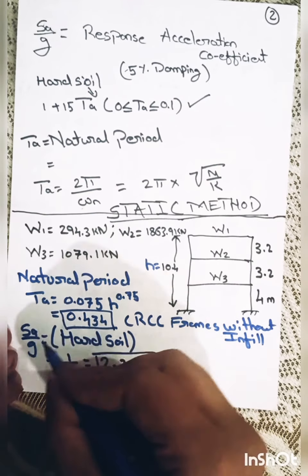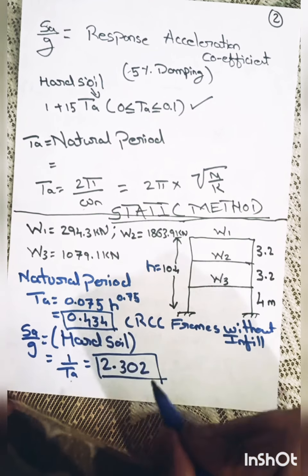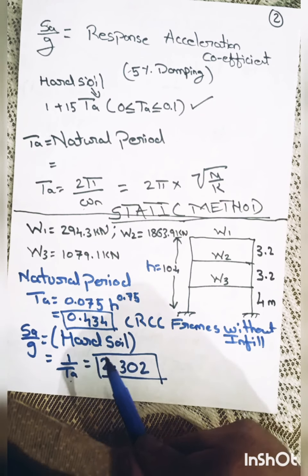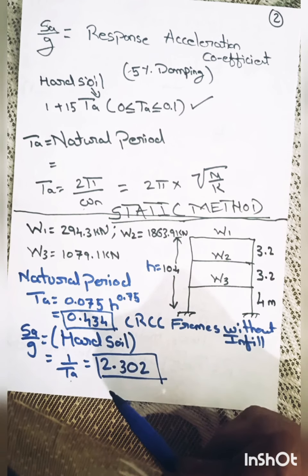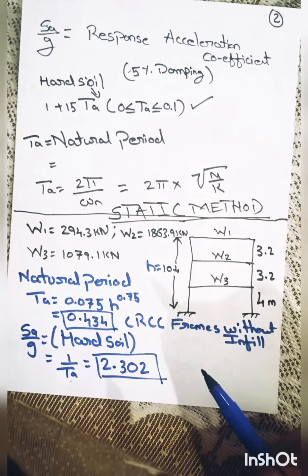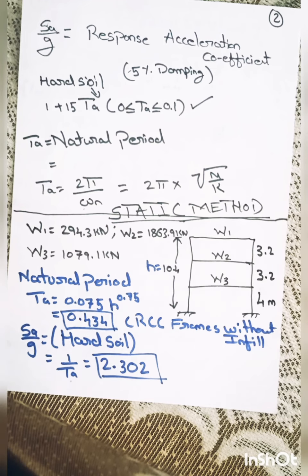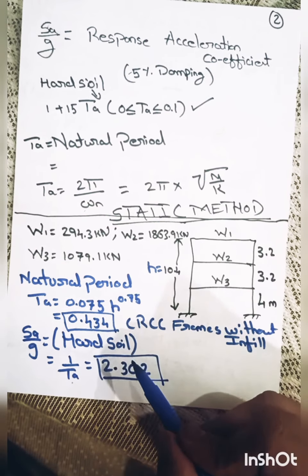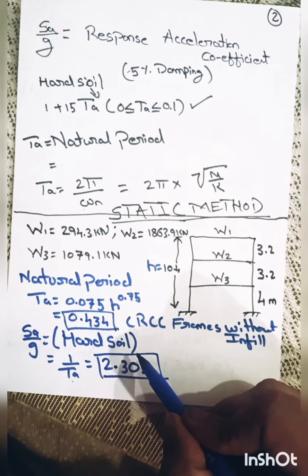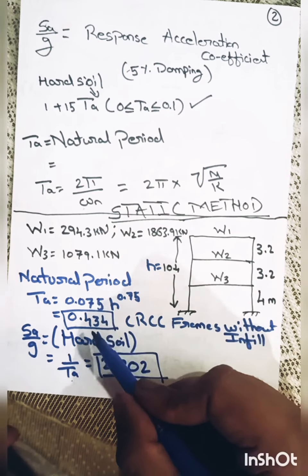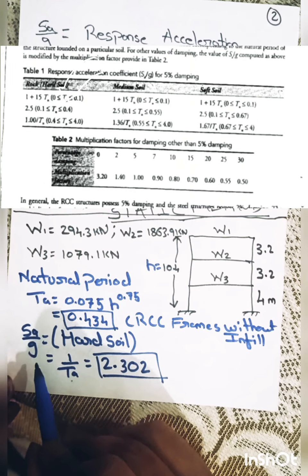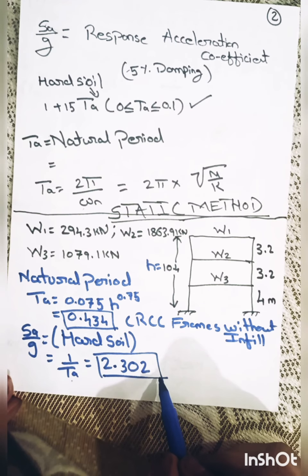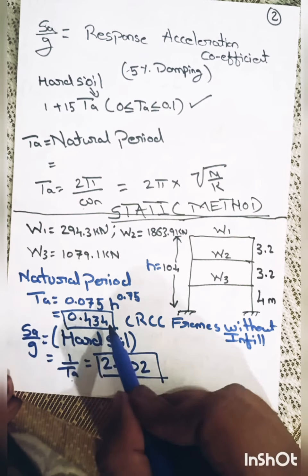Then we have Sa by g here, that is for hard soil. Again, in the question they have not mentioned anything. If they have mentioned hard soil or medium soil or soft soil, or type 1, type 2 or type 3 soil, we need to take it as they have given. Right now they have not mentioned anything, so I will be assuming it as hard soil. So for hard soil and for natural period of 0.434, the formula for Sa by g is 1 by Ta, which comes around 2.302. So this is Sa by g and this is the natural period.